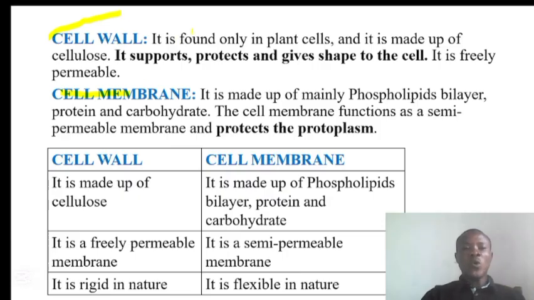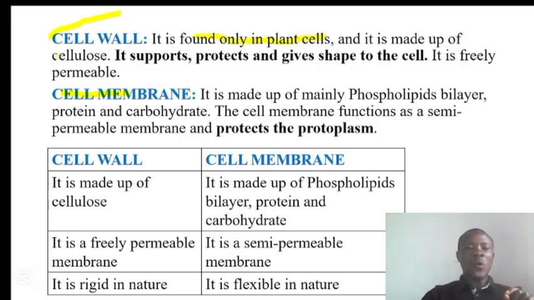The cell wall is found only in plant cells, if we are discussing only plant cells and animal cells. But we have other organisms that have a cell wall. Bacteria have a cell wall. Fungi have a cell wall. But the composition of the cell wall differs from what we have in plants.